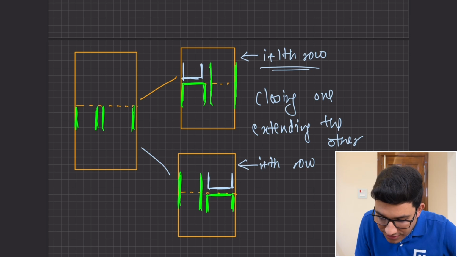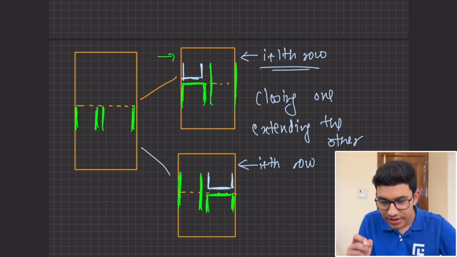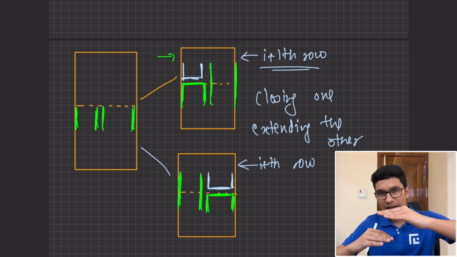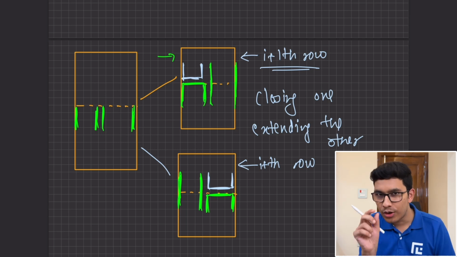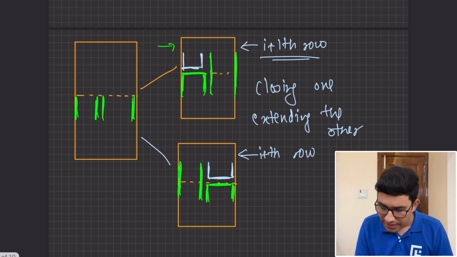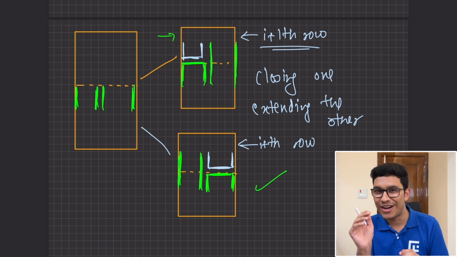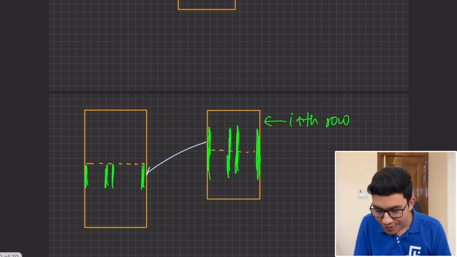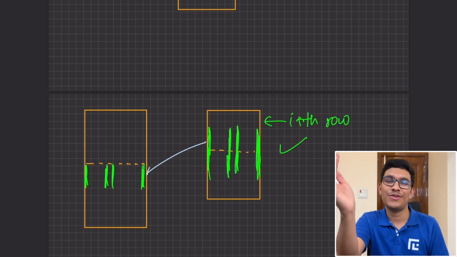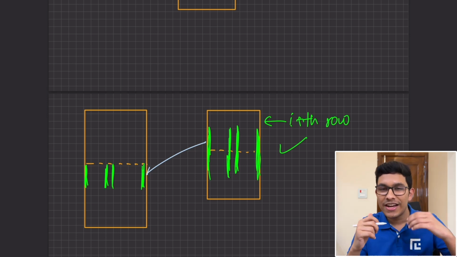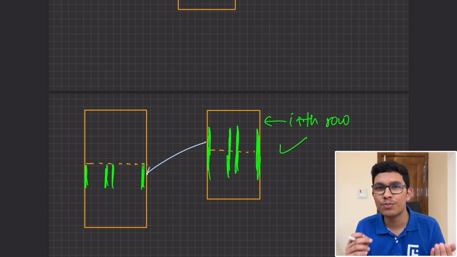So for the I plus 1th row, if you are standing here and look below you, just on the ith row, you will see that there are two cells trying to extend forward. In this case also, and in this case also, there are two cells trying to extend forward. Now what happens when you close both of them?